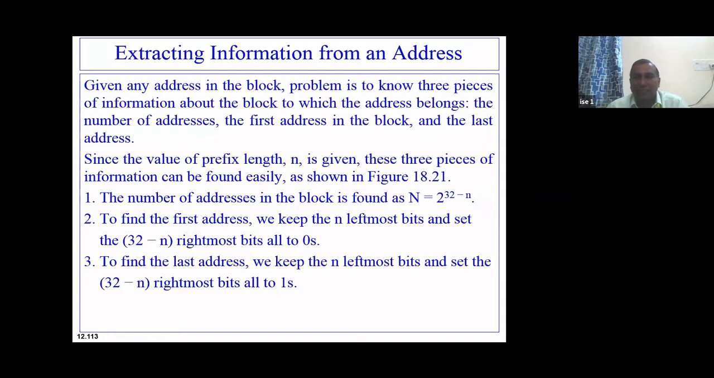Now if I want to find the first address, meaning the address of the network, how exactly can this be done? I take 32 bits minus small n, where small n is the prefix length. Assuming my prefix length is 22, 32 minus 22 will be 10 bits. So the rightmost 10 bits will all be set to 0. The moment we do that, we get the first address, that is the network address.